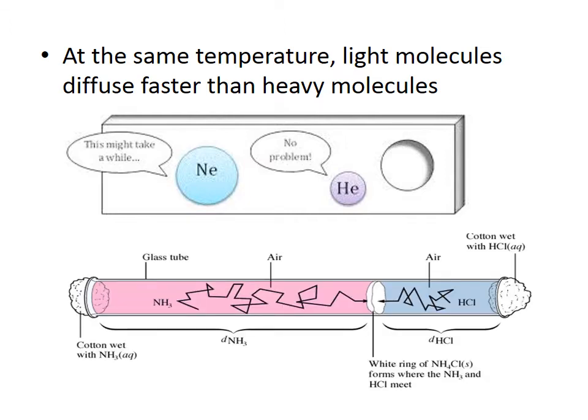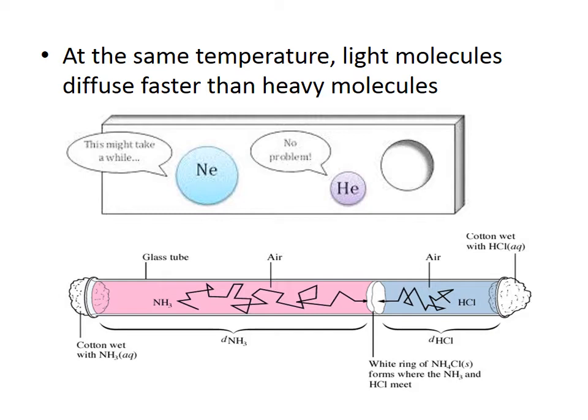And we can also see this when we mix gases. Here we have ammonia and hydrogen chloride being mixed. We have cotton soaked in hydrochloric acid and cotton soaked in ammonia, and these liquids will produce vapors which will travel the length of the tube. The point where these two gases meet and mix is where we form that white ring of ammonium chloride. But notice the distance traveled by ammonia compared to the distance traveled by hydrogen chloride. See that the hydrogen chloride travels a far shorter distance than ammonia.